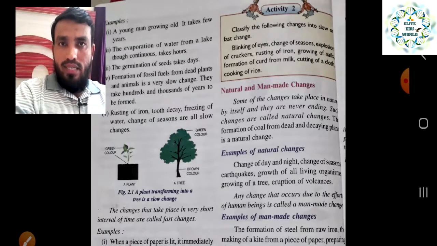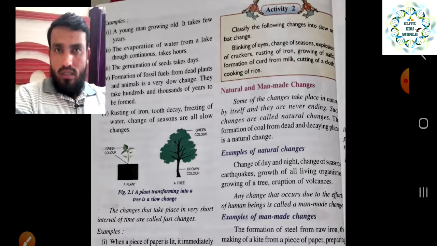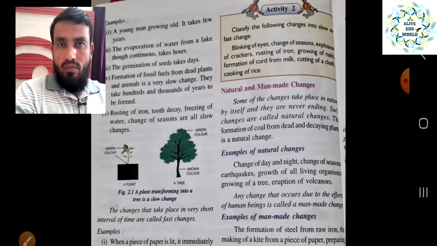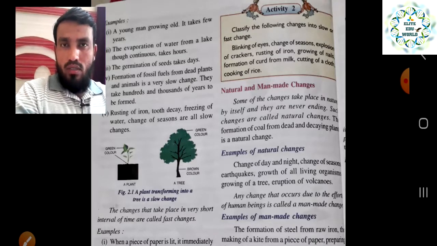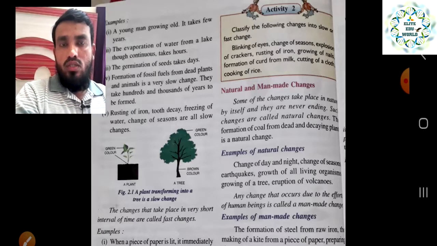Then we can see the example of the formation of fossil fuels from dead plants and animals. It is a very slow process. We have already seen in some other chapter how our fossil fuels were made over years and years. The animals and plants get buried in the soil, then with the earth's temperature they can be converted into fossil fuel. So they take hundreds and thousands of years to be formed.